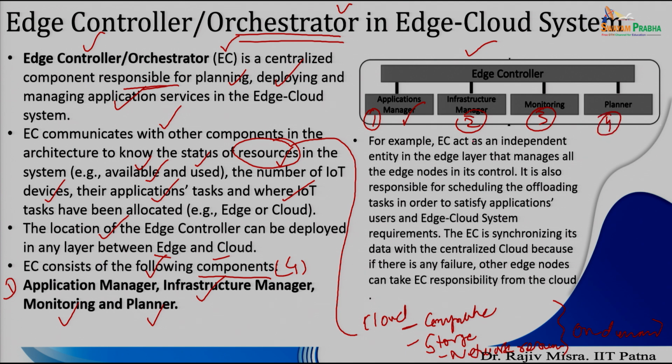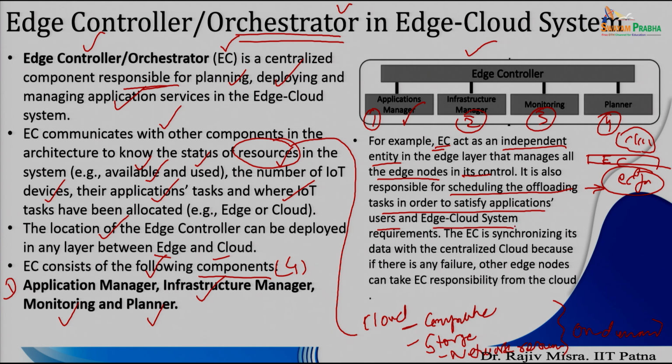So, here for example, this edge controller is acting as an independent entity in the edge layer. Edge layer means between the cloud and the edge, there is a layer where this edge controller operates. So, this edge controller manages all the edge nodes here and its control, and it is also responsible for scheduling the offloading task in order to satisfy the users and the edge cloud system.